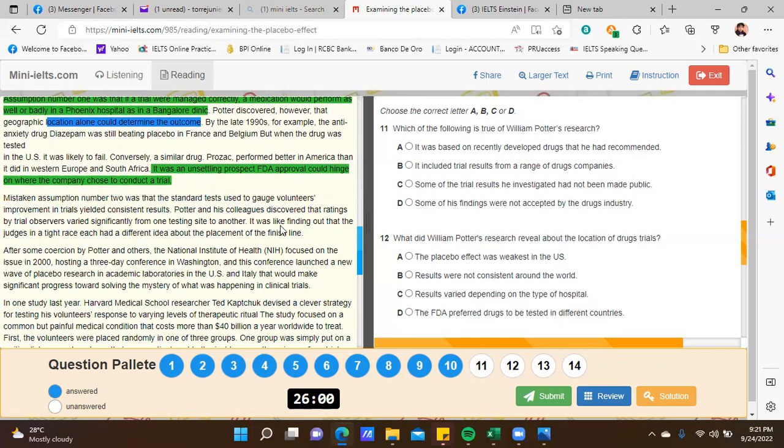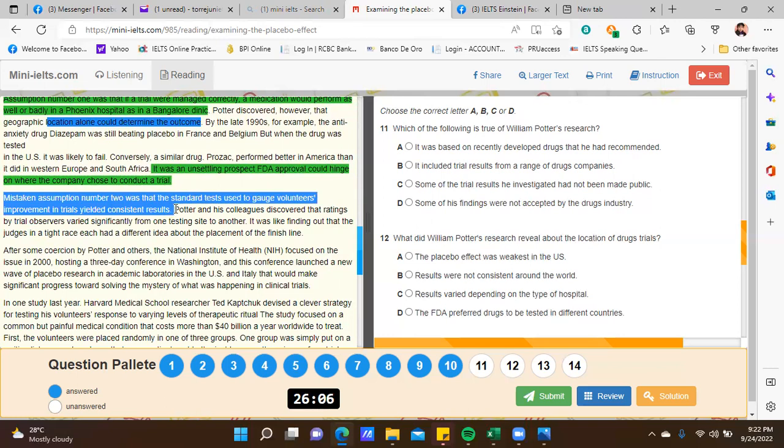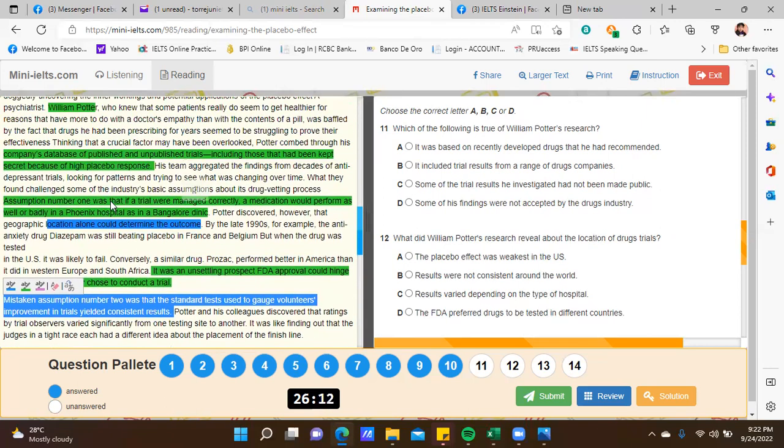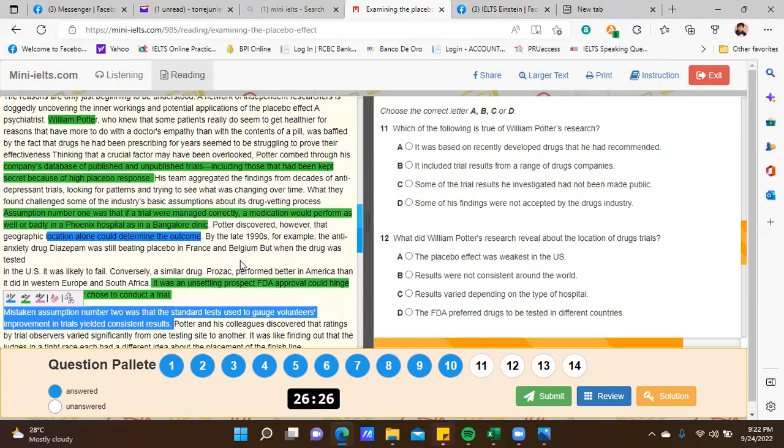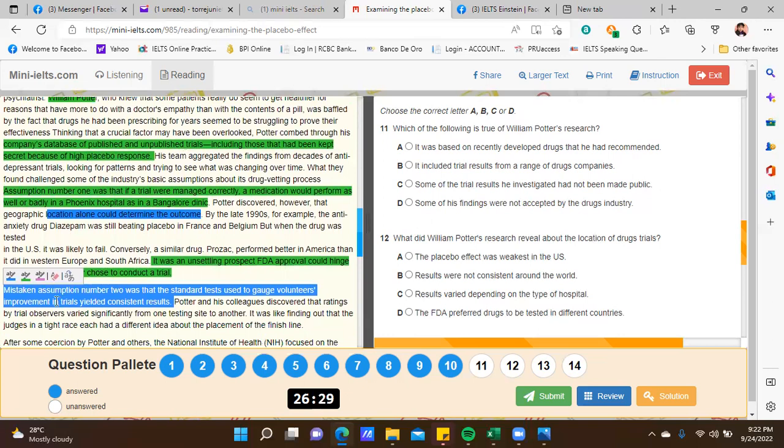That's why with COVID, they tested it in many places, right? They tested it in Brazil. They tested it in Europe. Mistaken assumption number one. And then number two. What was the first one? Assumption number one was that if the trial were managed correctly, medication would perform as well in any place. Mistaken assumption number two was that the standard test used to gauge volunteers in trials yielded consistent results, but the results were not consistent. Those are the two assumptions.